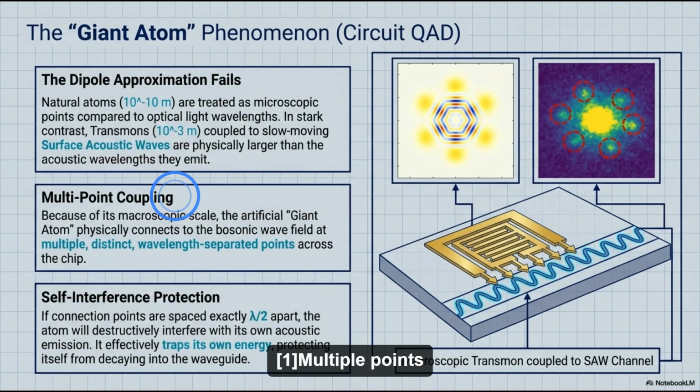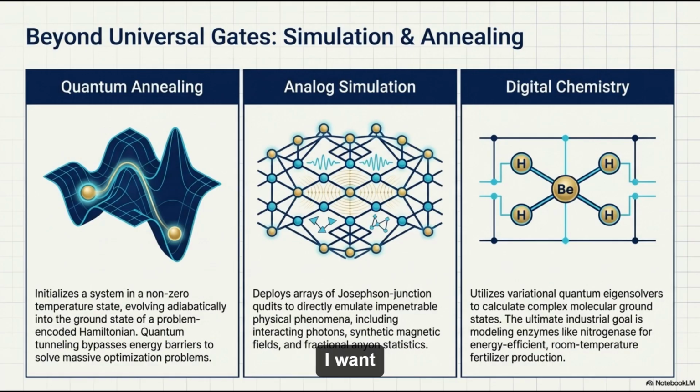And because it's so big, it couples to the wave field at multiple points across the chip. Multiple points, interesting. And here's the most beautiful part. Space those points exactly half a wavelength apart, and the atom destructively interferes with its own emission. Wait, it protects itself. It traps its own energy, cannot decay into the waveguide. That is genuinely wild.